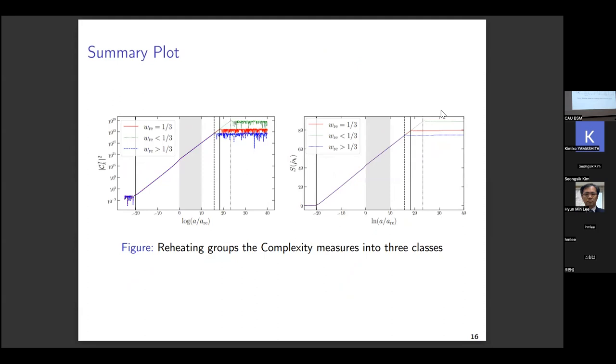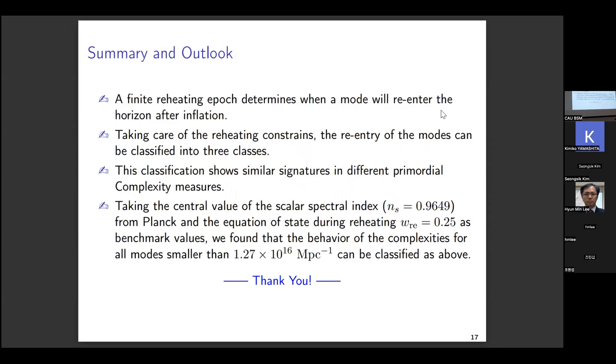This reheating constraint, if you take care of it properly, your equation of state can be any value between 0 to 1. But now we have only three classes: one third, greater than one third, and less than one third. Because we want to know a value, if you take some benchmark point, it will be all the modes, all the values smaller than this. Because this is k, your length will be the inverse of this. Like the CMB has 10 to the power minus 5, 10 to the power minus 1 megaparsec. So all the large scale modes, even much smaller scale modes, practically all the modes of interest will be classified into these three categories.